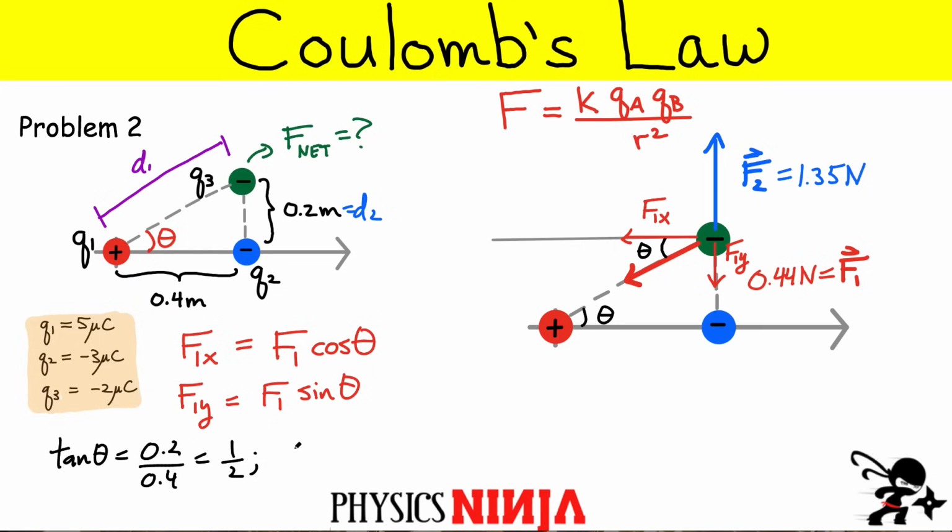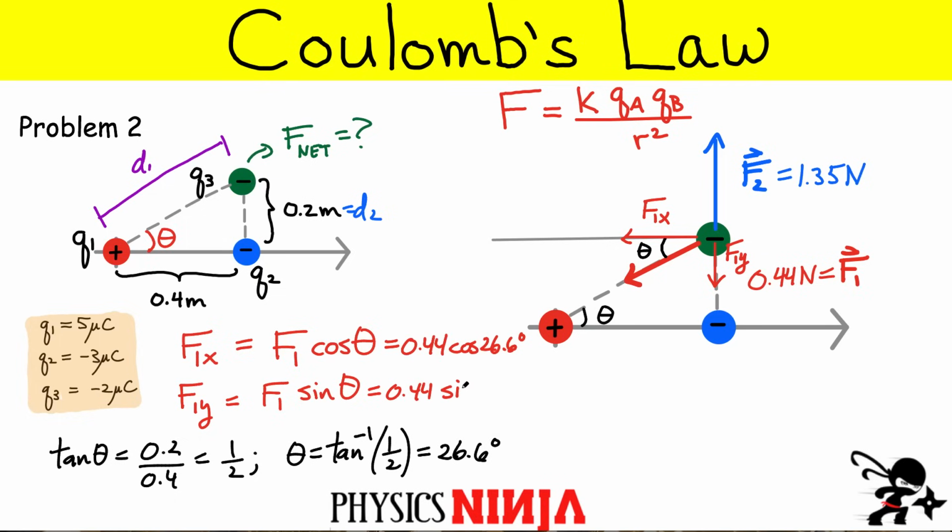So at the end, if you take the inverse function, tan negative 1 of 1/2, you should get an angle equal to approximately 26.6 degrees. All right, now I'm in good shape. I can go back and actually find what the magnitude of both of those forces are. So for this one here, I substitute 0.44 for F1, and then I do cos of 26.6. For the next one, it's 0.44 multiplied by sine of 26.6.